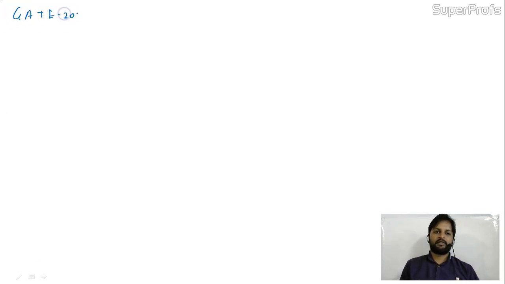GATE 2008, and this is a 2 marks problem. Actually this is a statement linked question, so total marks are 4, means 2 marks, 2 marks, 2 questions. And the circuit is given over here. Let me draw the circuit within 30 seconds.